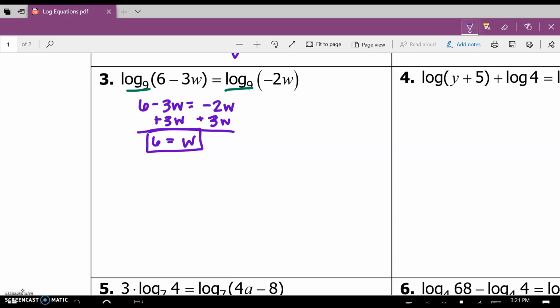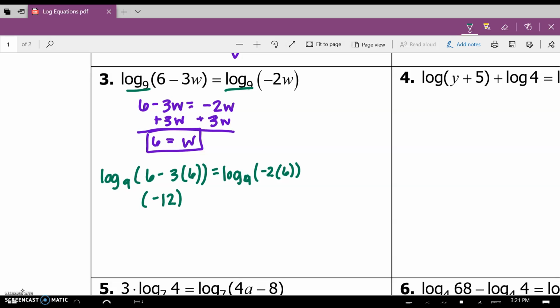So then again from here, plug back in and check. Log base 9 of 6 minus 3 times 6, and then log base 9 of negative 2 times 6. So 6 minus 3 times 6 is 6 minus 18, which would be negative 12. And then negative 2 times 6, again, is negative 12.